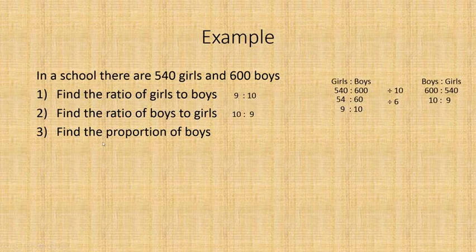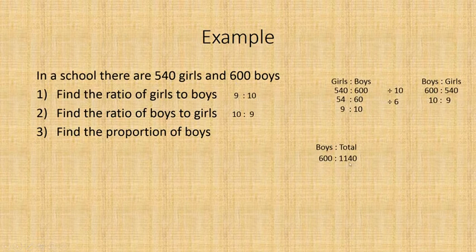It's something new. Find the proportion of boys. What does it mean, proportion? Proportion means the ratio of the boys to the total number that we have, boys and girls. So, to get the proportion, I need the ratio of boys to the total. So the number of boys is 600 and the total is going to be 540 plus 600. It's going to be equal to 1140.